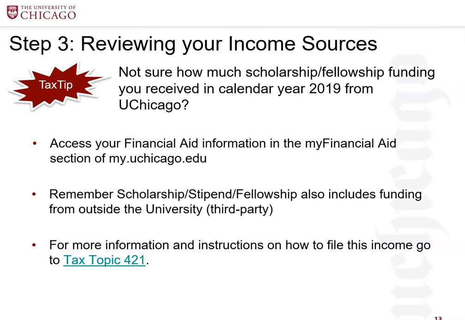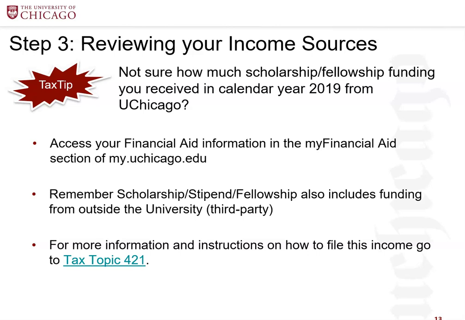However, for the purposes of filing your tax return, you want to remember that scholarship fellowship income does include funding from outside the university. So for example, if you did a summer fellowship in Stanford or another university and you received support from them, you may need to be contacting them about whether or not that income was considered reportable, whether they've generated a tax document for you, or just how they classified that income.